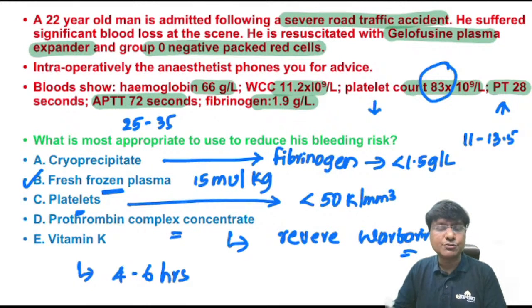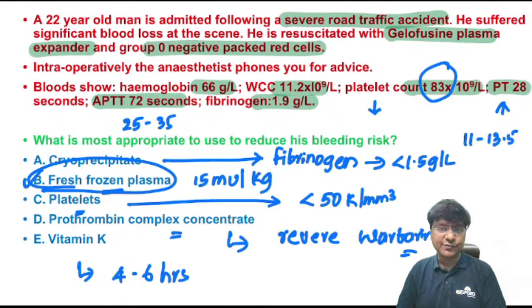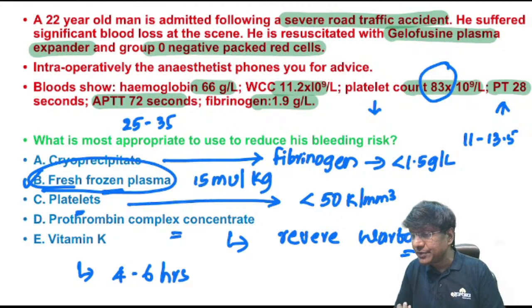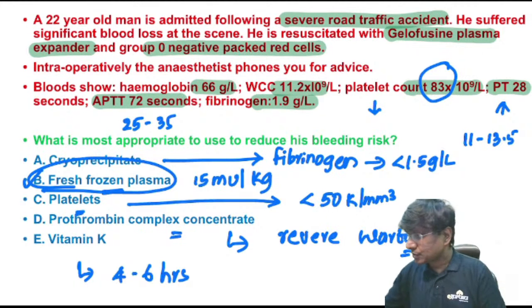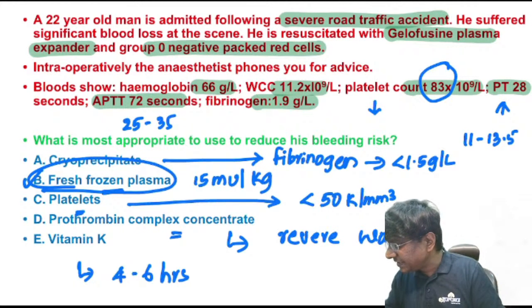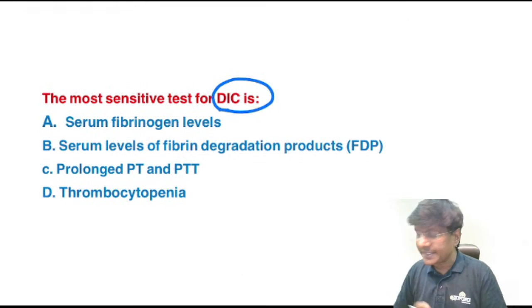So here, because both your PT and APTT are elevated, the emergency treatment is fresh frozen plasma. And what is the dosage at which the fresh frozen plasma should be given? 15 milliunits per kg, right? So that is the story of this hematological emergency whenever the patient has both PT and APTT elevated. Now, let me discuss a very, very important hematological emergency, that is disseminated intravascular coagulation.